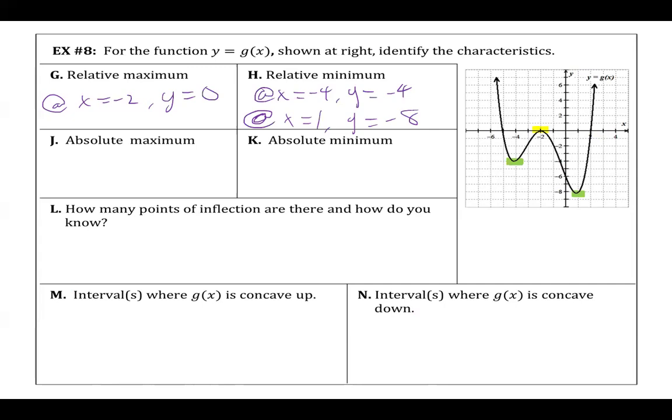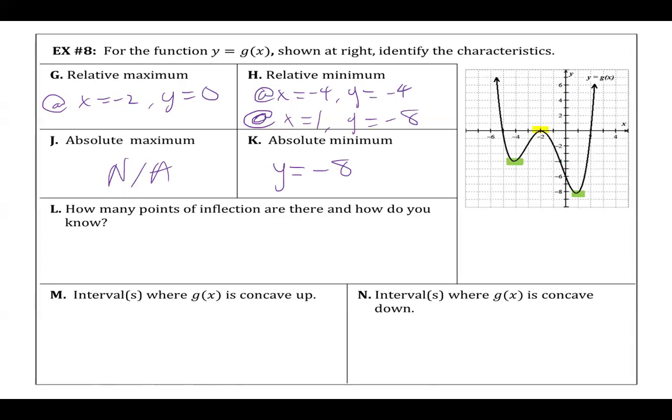Do I have an absolute maximum? No, because I have these little things going on forever at the top. I do have an absolute minimum. What is my absolute minimum? Y equals what? -8, right? My absolute minimum is at y equals -8, all right?